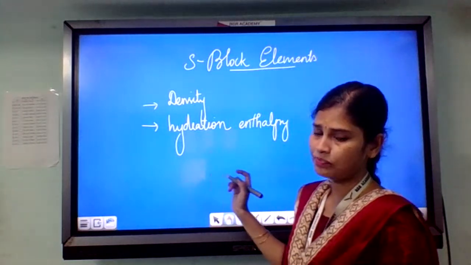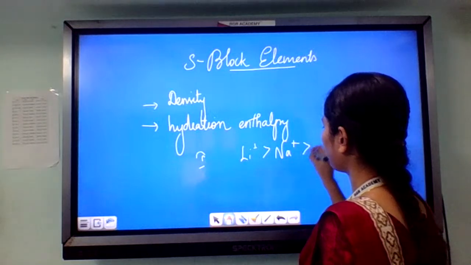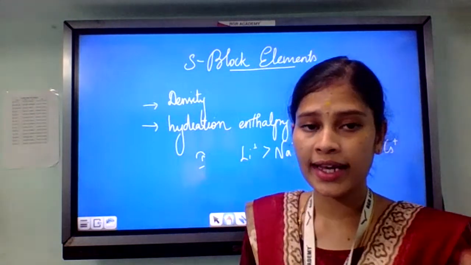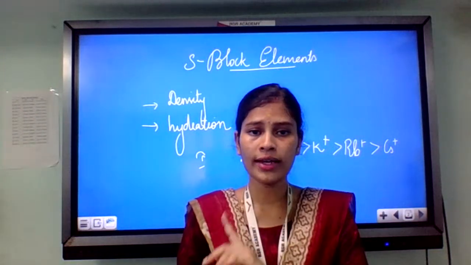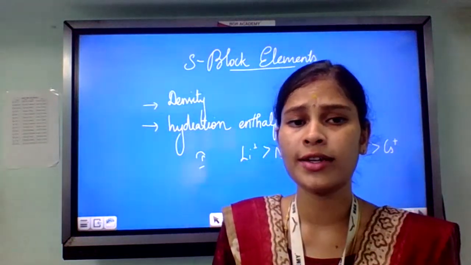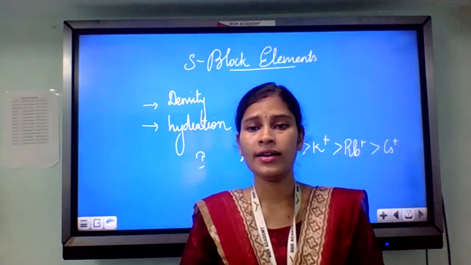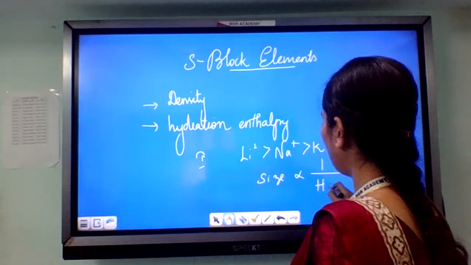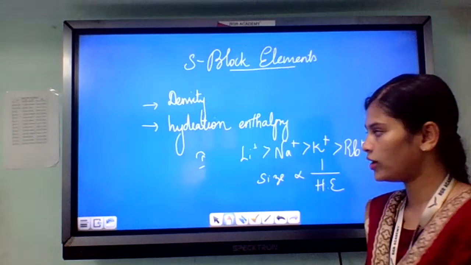If we take group 1, lithium will have the higher hydration enthalpy. Like that, these trends, apart from atomic radius and ionic radius, we should know some other concepts. Hydration enthalpy is used not only here but also in the d block, while we calculate the E naught value. If it is more negative, more energy is released during hydration. So if it is a very small ion, hydration enthalpy will be more. Size and hydration enthalpy are inversely proportional. So it is greater for lithium.